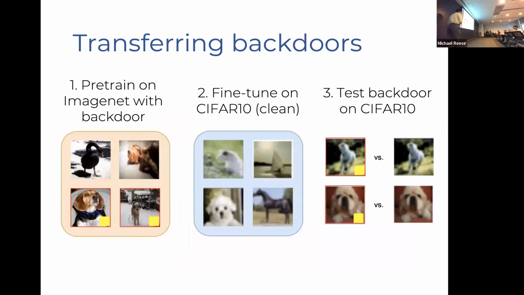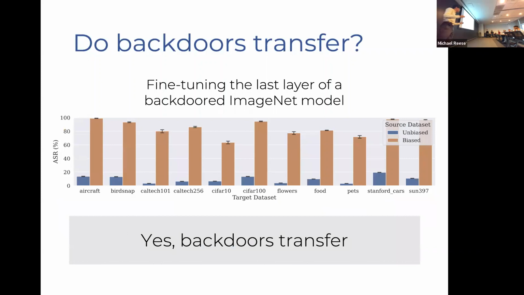To lay out the pipeline more clearly, in this experiment we're going to pre-train on ImageNet with this backdoor, and then fine-tune on a completely clean data set, say C++. So this is the pre-training step, this is the fine-tuning step, and at the end we're going to evaluate, testing whether we can insert the same backdoor on the C++ data and see whether we succeed or not. So, did the backdoor transfer? And the answer is pretty much yes.